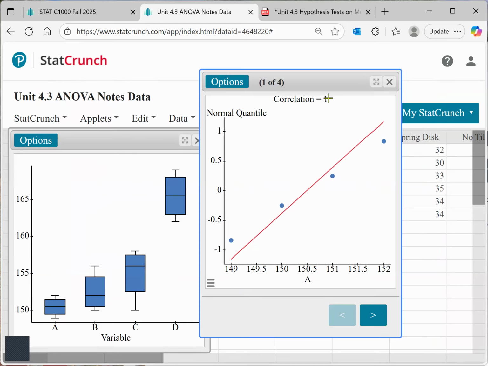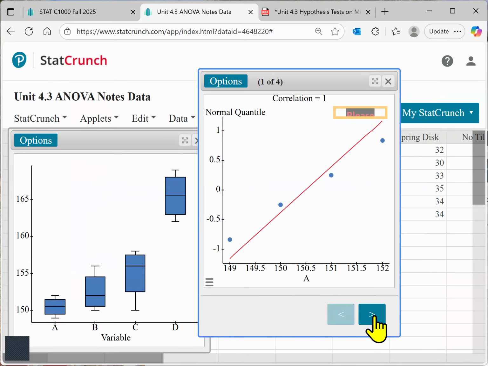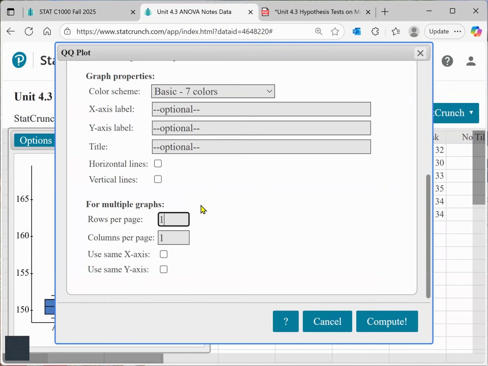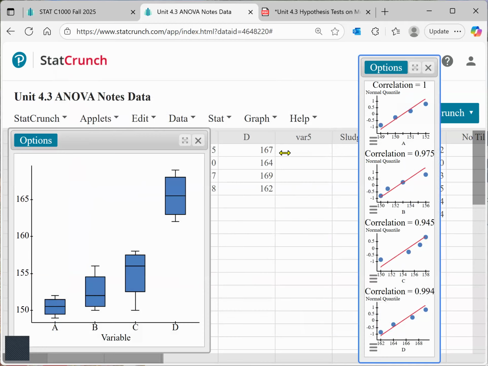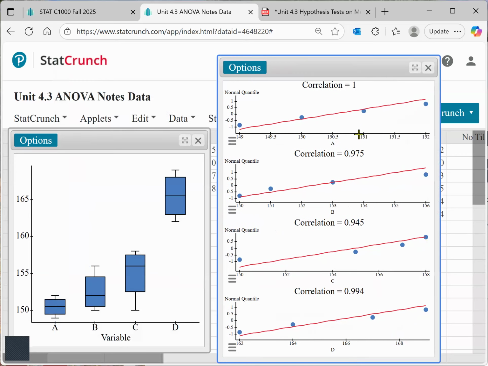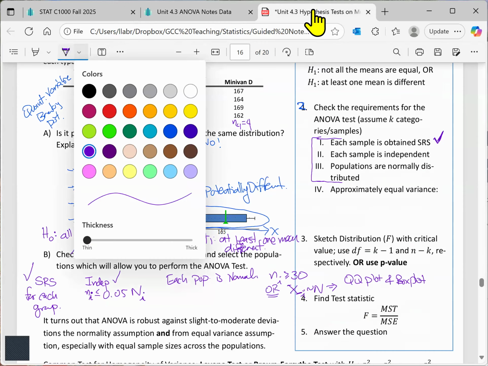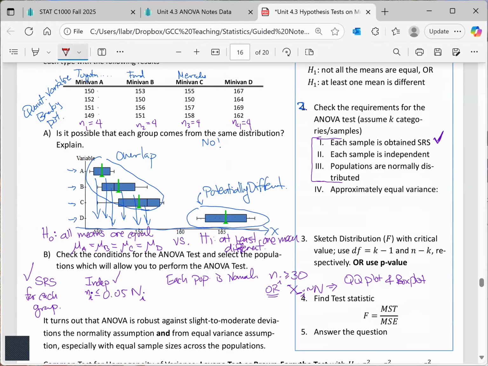So there's correlation 1, correlation 2, and correlation 3. Oh, and correlation 4. We can see them all on the same by changing this to number of rows. Let's make that 4. All right, and now we can see the correlation here for minivan A, correlation for minivan B, correlation for minivan C, and minivan D. So we need this information to argue that, hey, these are actually normal, that the population is normal.